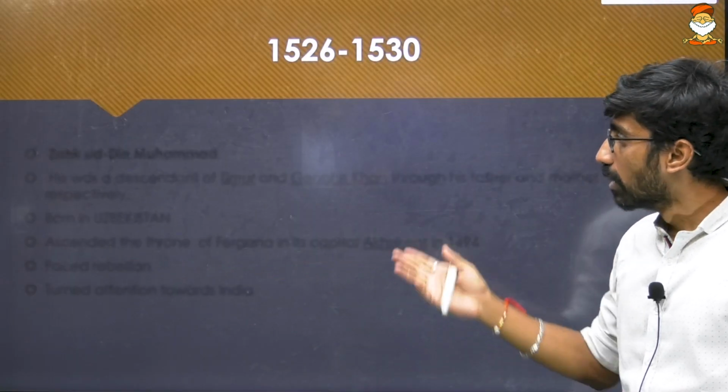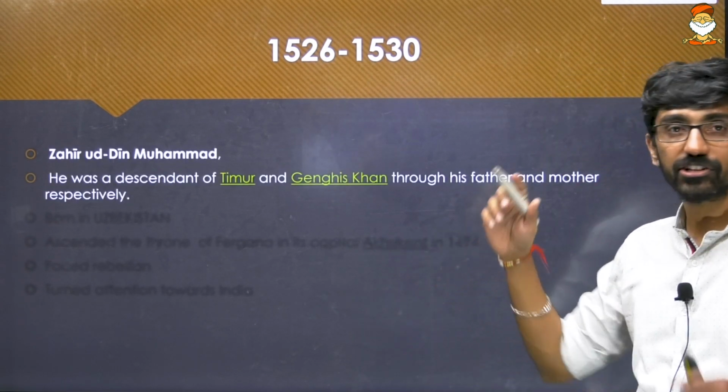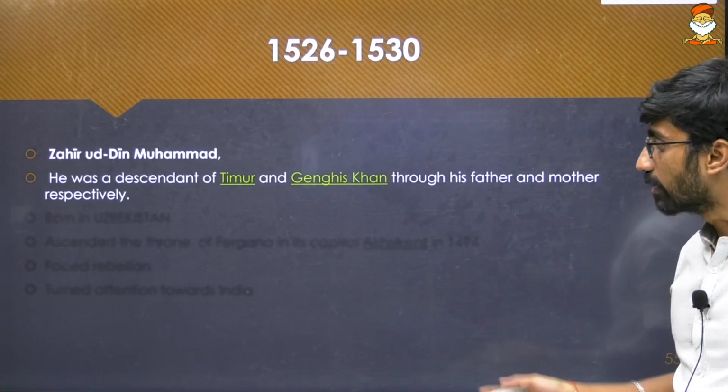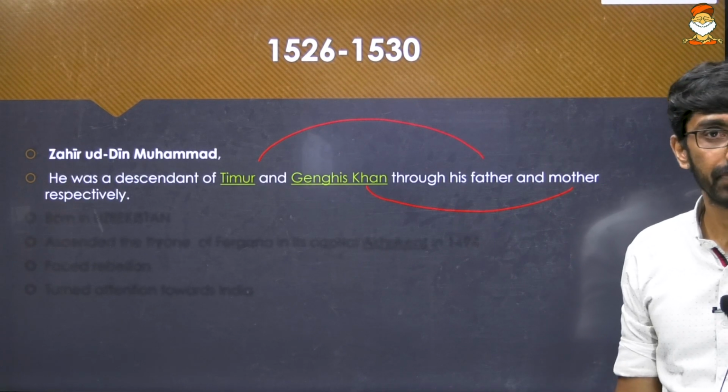So what is Babur? Babur's original name is Zahiruddin Muhammad. He is a descendant of Timur as well as Genghis Khan, Timur from the father's side and Genghis Khan from the mother's side, respectively.